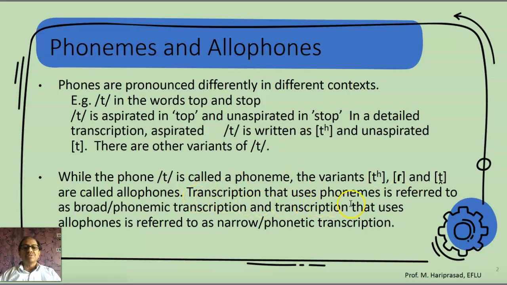Transcription that uses phonemes is referred to as broad or phonemic transcription. With phonemes, we call it phonemic transcription. When you transcribe with allophones, that is in between square brackets, then we call it narrow transcription or phonetic transcription. Okay, phonetic transcription gives us the allophones, the variations of sounds.